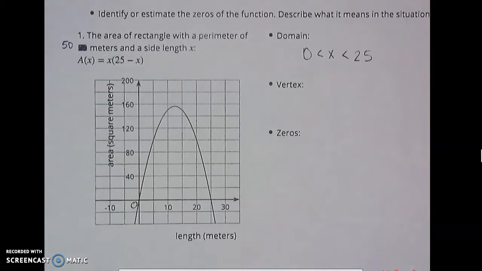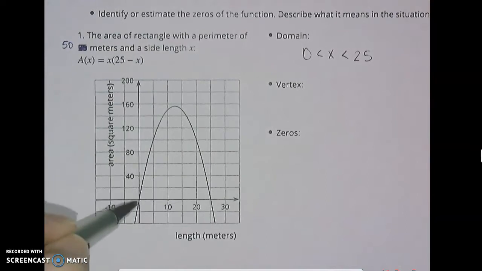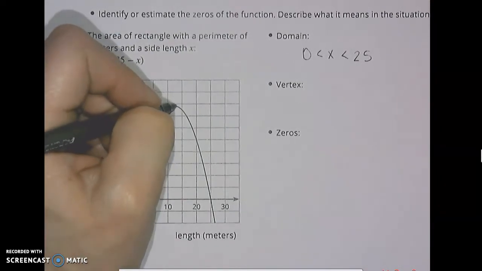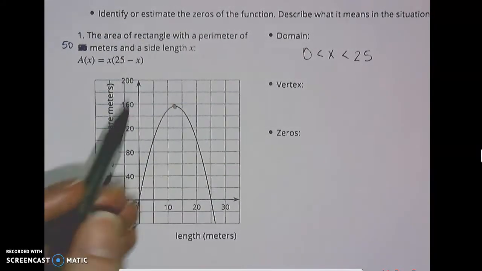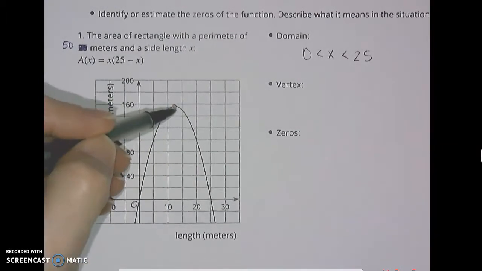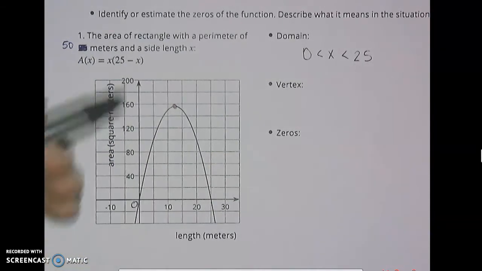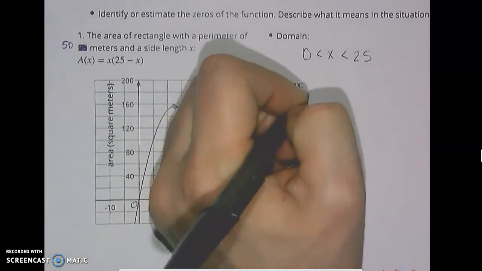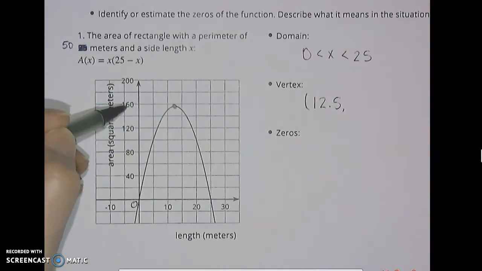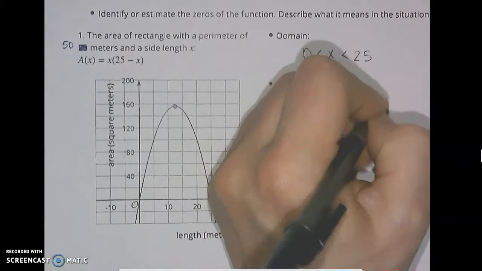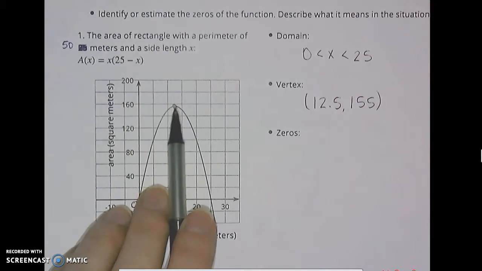All right, vertex, that's the place where we're changing from increasing to decreasing or decreasing to increasing. So if we follow this along, it's this point here where it's changing directions, the inflection point. Okay, so that is the vertex. We're going to estimate that to be, so, I don't know, we're in between 10 and 15, so let's say 12 and a half. And then we're estimating what that is, so it's a little below 160, so I'm going to say 155. This is also something that you could take this equation, type it into Desmos, and get the exact value of that as well.